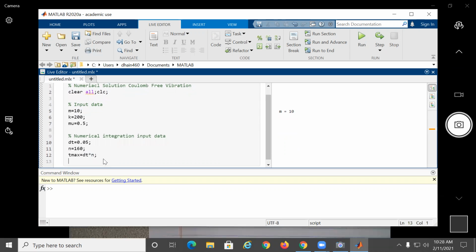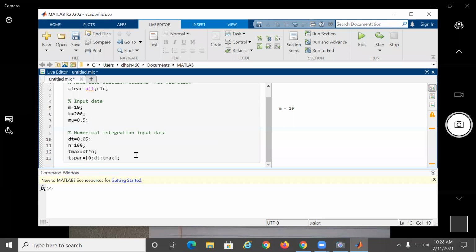So now your T-span, the total span of time, you will start from 0, have a time step of dt, and go to Tmax. I will give you this anyway. I'm just doing exactly as it is. Probably I would do it differently. If you ask me, I would not put n equal 160, I would just go directly to Tmax. But since I'm going to give you that file, let me just do it as close as possible.